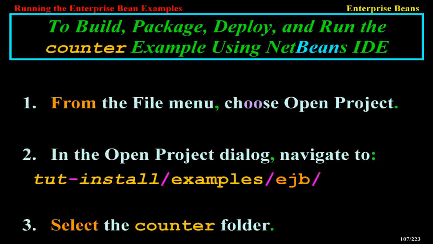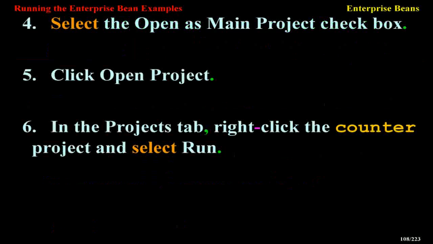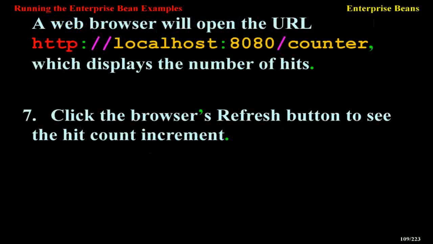From the File menu, choose Open Project. In the Open Project dialog, navigate to tut-install/examples/ejb. Select the counter folder. Select the Open as Main Project checkbox. Click Open Project. In the Projects tab, right-click the counter project and select Run. A web browser will open the URL http://localhost:8080/counter, which displays the number of hits. Click the browser's refresh button to see the hit count increment.